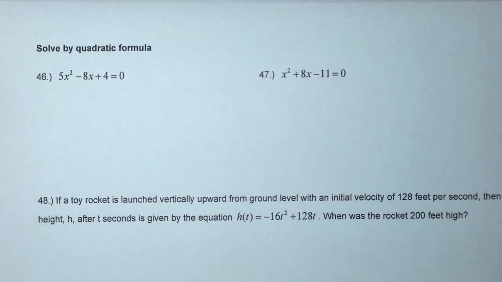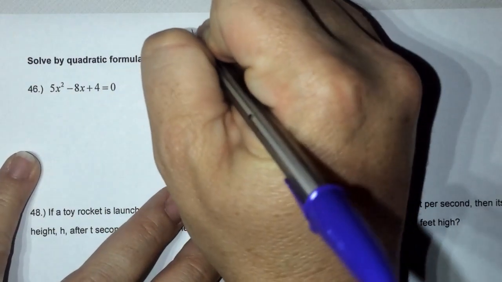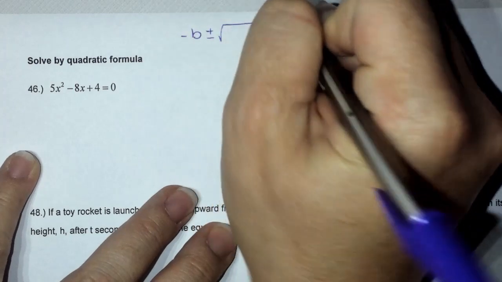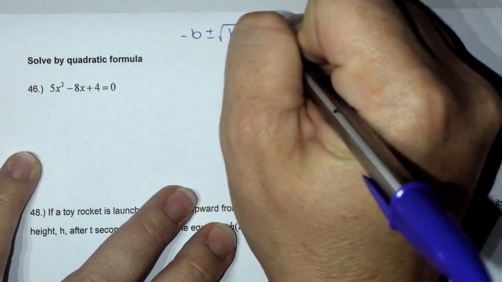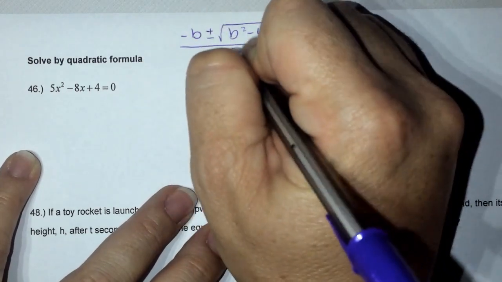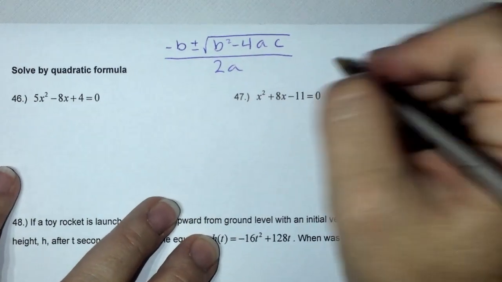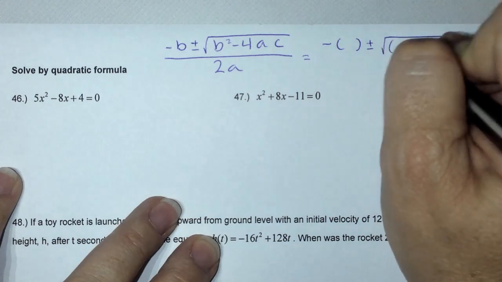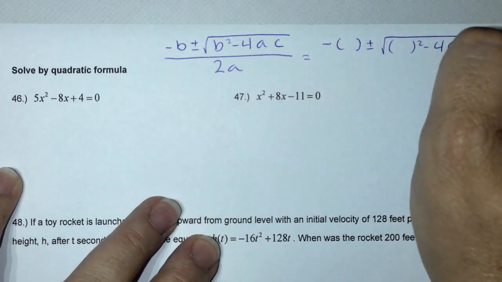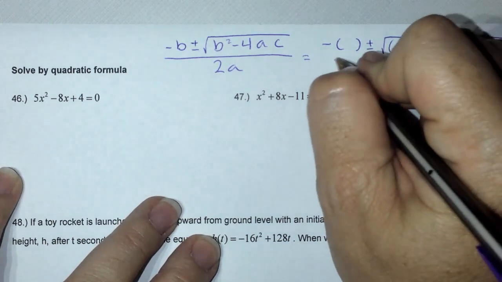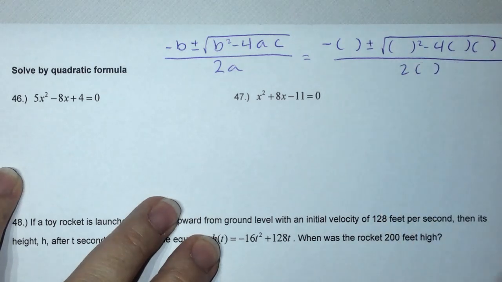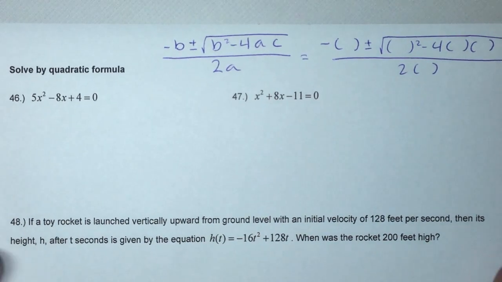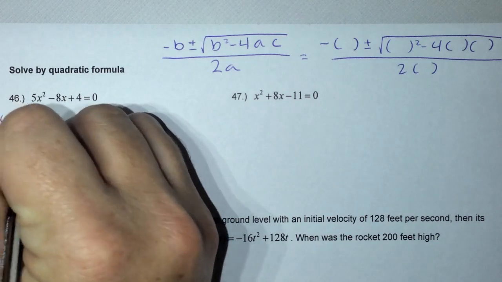Okay, solve by quadratic formula. So just a reminder: negative b plus or minus the square root of b squared minus 4 times a times c, all over 2a. Okay, and then remember, I always set it up as what I called the skeleton. So that is what I use to plug in. So knowing that, I'm going to build my skeleton.